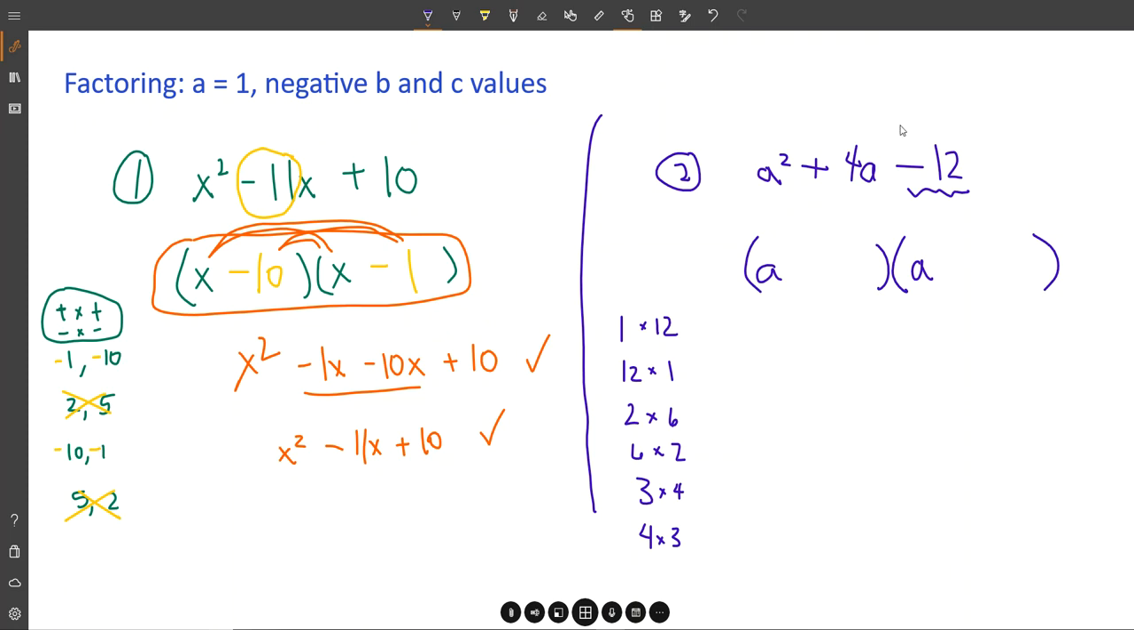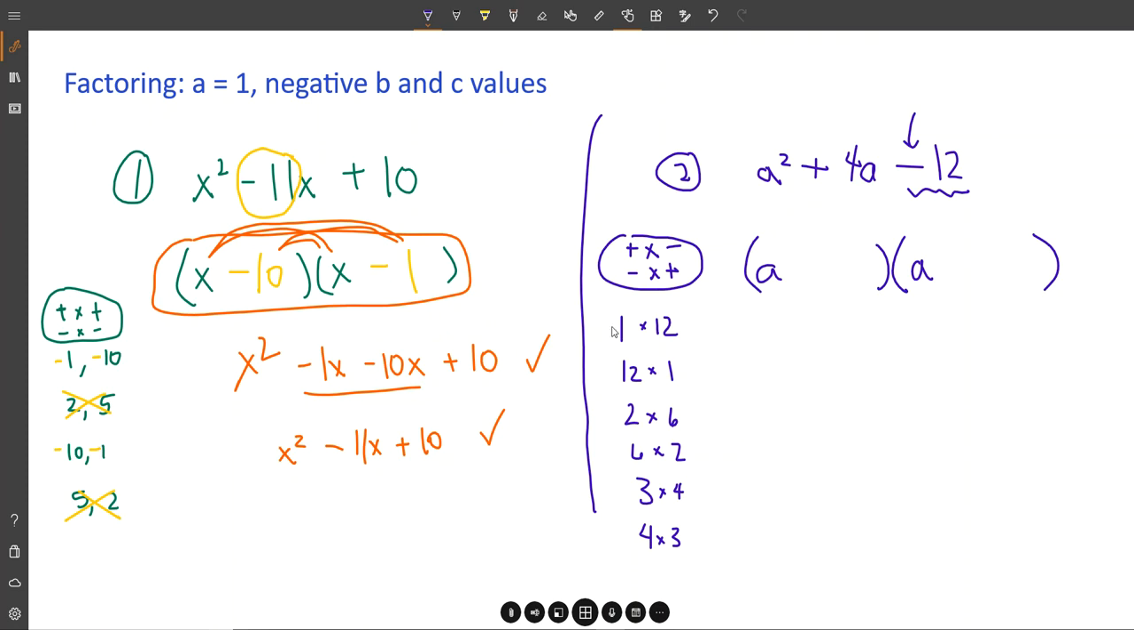Okay, but I do need to notice that, look, I need a negative 12, right? So what that means, the only way for me to get that is to do a positive times a negative, or a negative times a positive. One of them has to be negative and one of them has to be positive. Okay, so let's see here. I'm going to go ahead and write that on here.